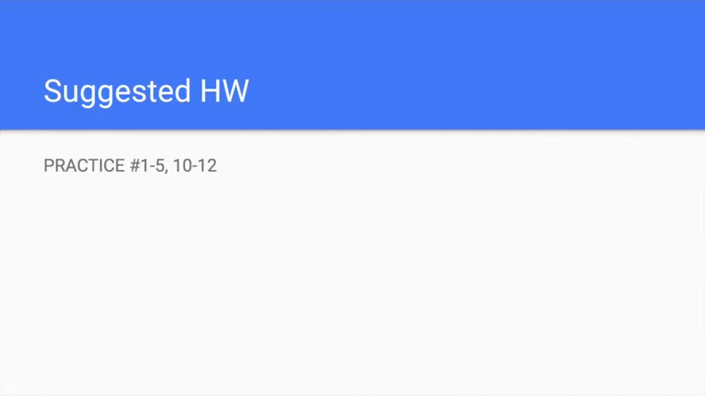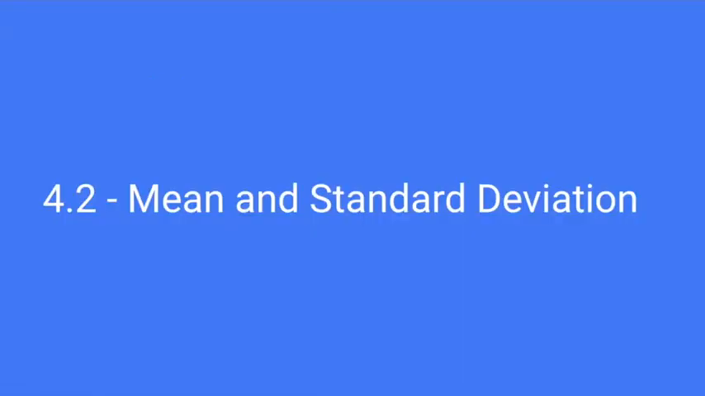The practice examples here for the suggested homework should give you a pretty thorough cross-section of the kind of things that you're going to need. In section 4.2, we're going to talk about the mean and standard deviation of discrete PDFs.